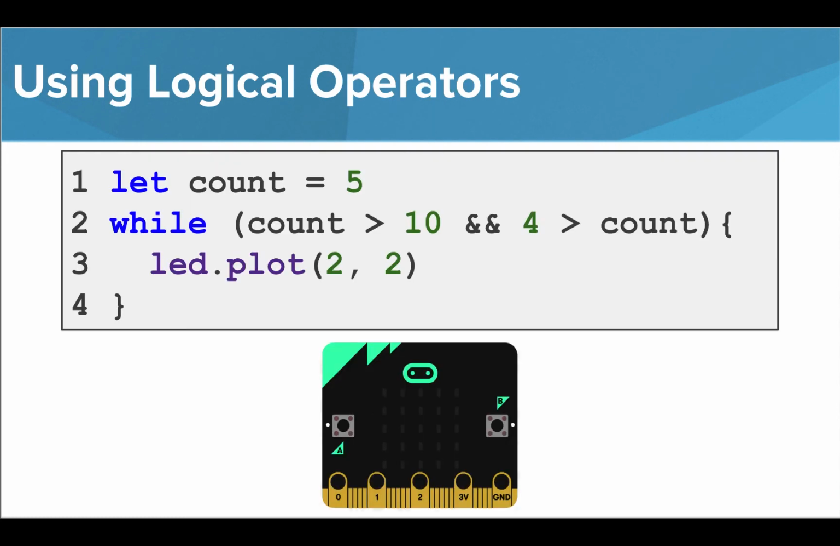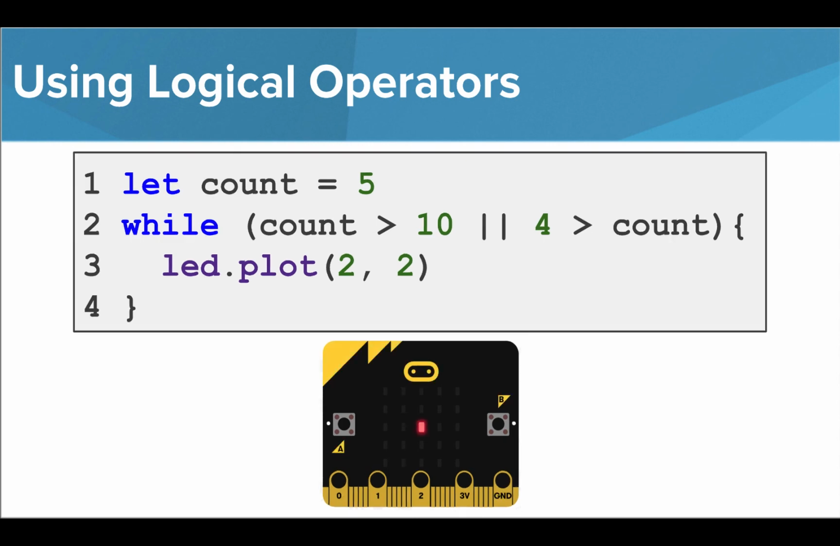To use these operators inside our microbit programs, just write the entire condition inside the parentheses. In this case, we're using a variable called count that is initially set to 5 inside our condition, which evaluates to false, so the middle LED is not lit. But if we instead use the OR operator, the condition evaluates to true and the LED is lit.